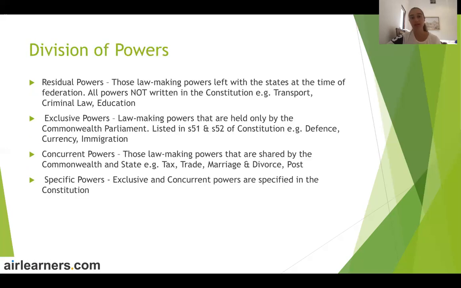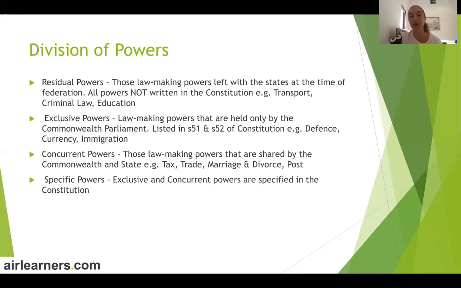Now moving on to the next dot point. So the division of powers is the jurisdiction of state and Commonwealth parliaments to make laws. So the first type of power that you need to know is residual powers. So residual powers are only areas that states can make laws on. And so residual powers are not listed in the Constitution. Anything that is not specifically listed in the Constitution is a power of the state.